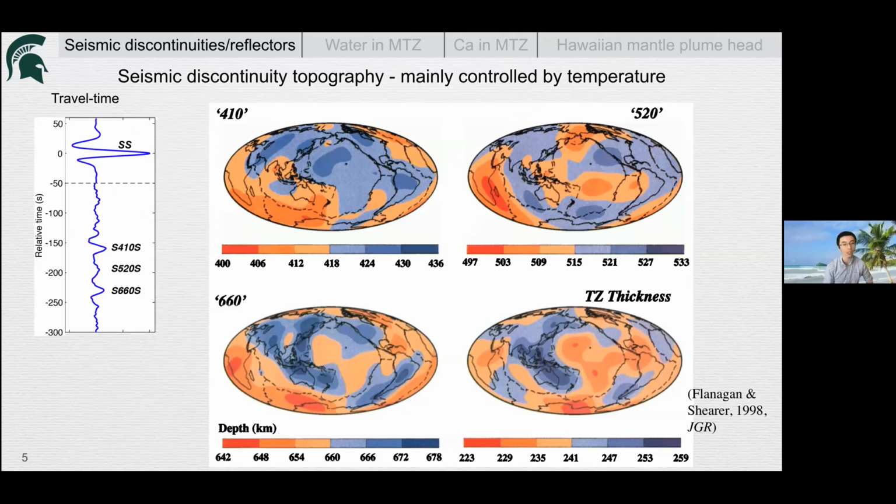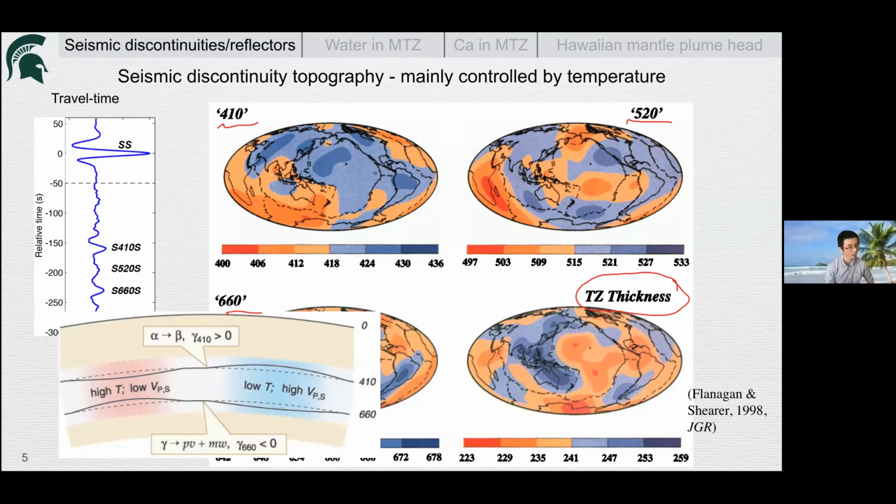And this technique actually has been used for a long time, more than 20 years. Here I'm just showing one classic paper using the arrival time, and also converting the arrival time of these phases to depth. Therefore we get the depths of 410, 520, 660, and eventually get the thickness of the transition zone. Then we can use this cartoon to tell us the story, the thermal structure of the mid-mantle. So that has been done a lot.